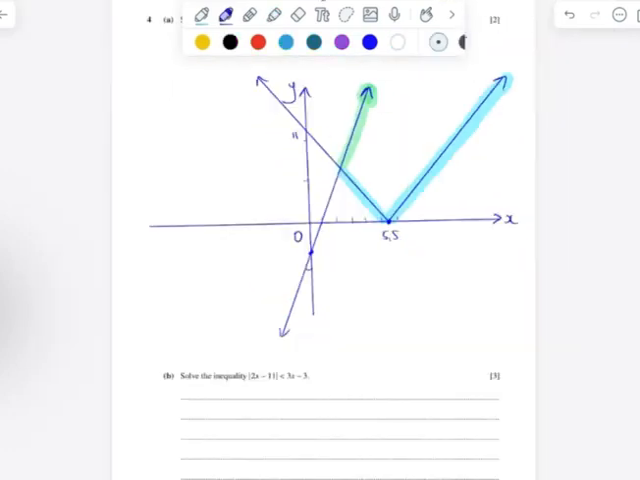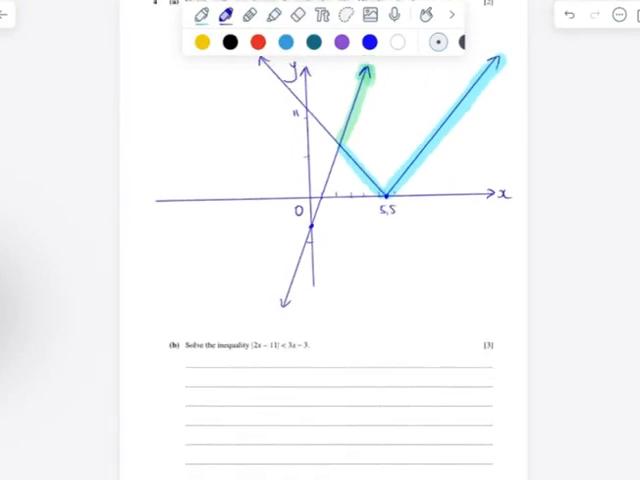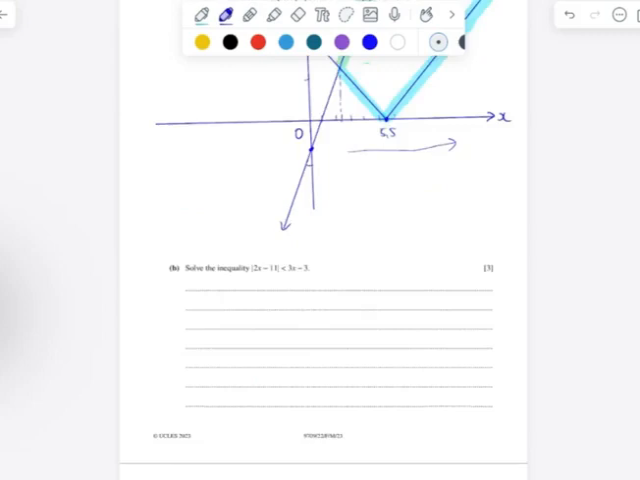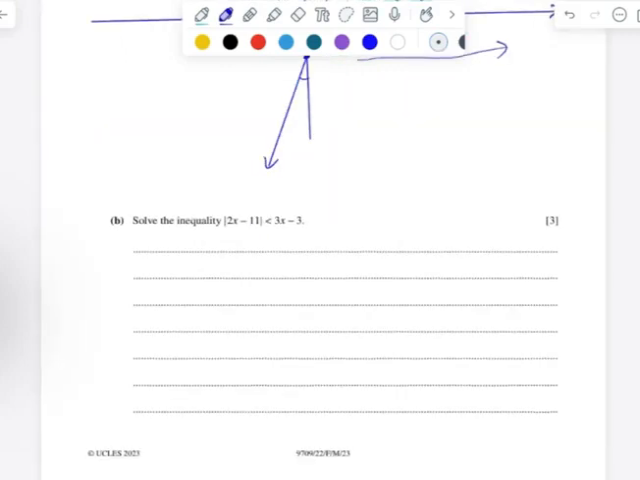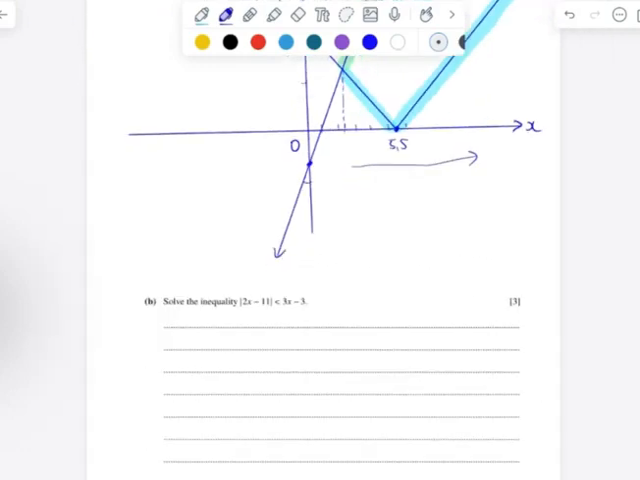Okay, so I know if I can find this point of intersection here, for all the values greater than that, my mod is always going to be underneath my straight line. Okay, so that's just an interesting way to do it. I find that if you understand the way that the graphs work, then it makes the calculation quite simple.